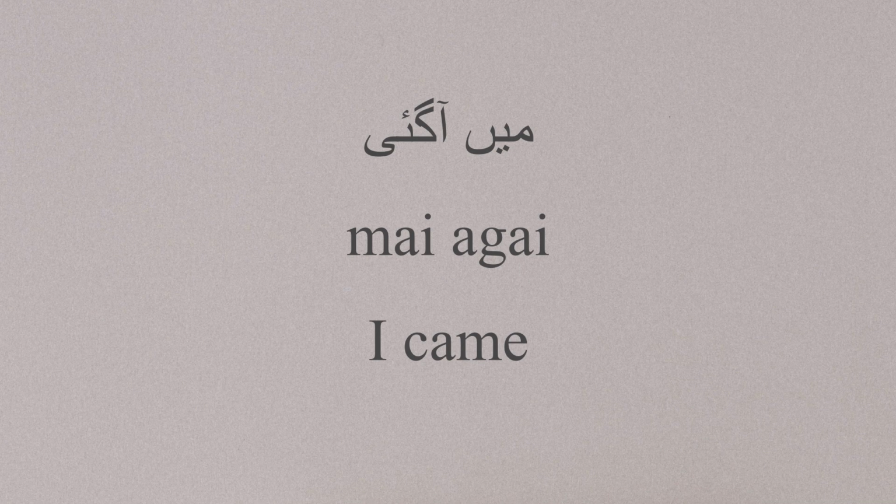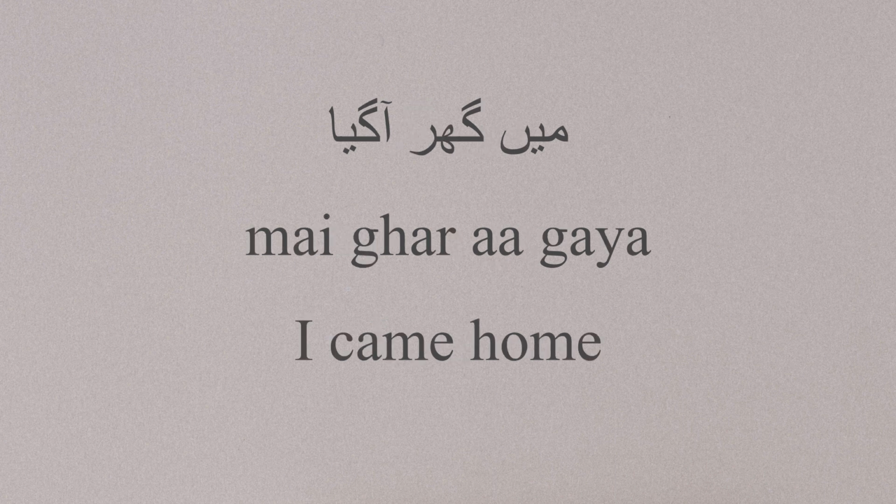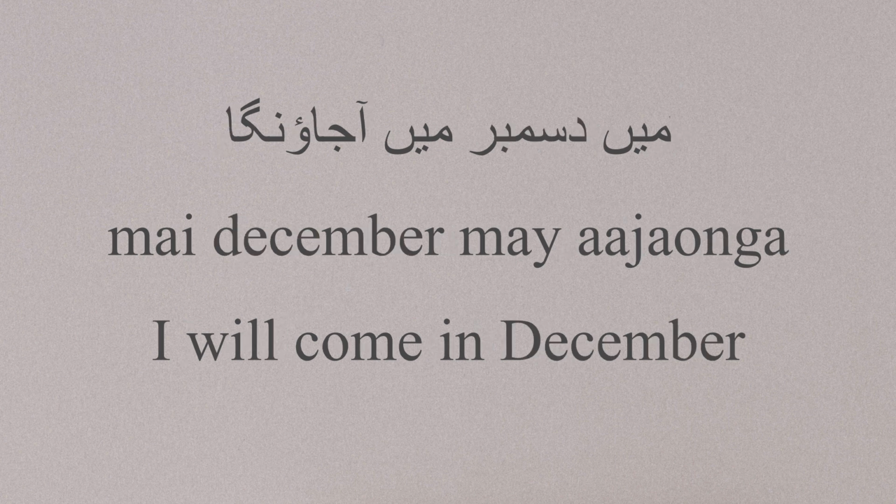मैं आ गई. I came. मैं आ गया. मैं घर आ गया. I came home. This is indicating finality. He came home and that's that. मैं जनवरी में आ जाऊंगी. I'll come in January. मैं दिसंबर में आ जाऊंगा.